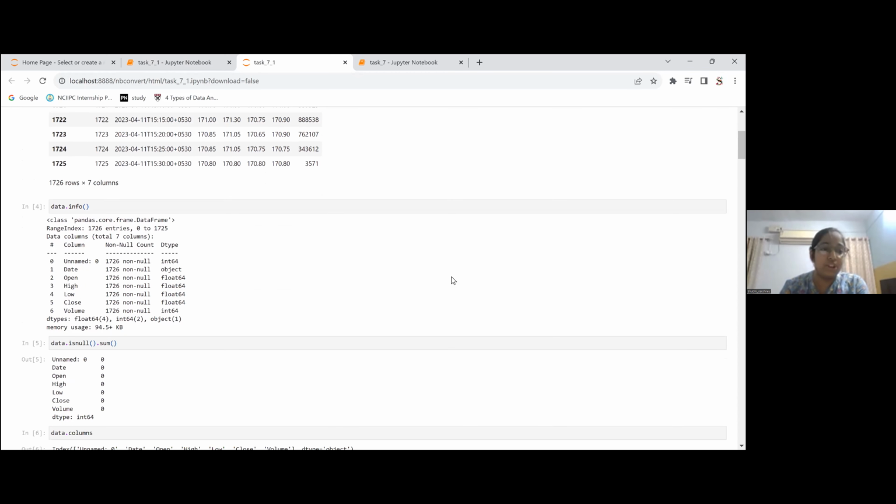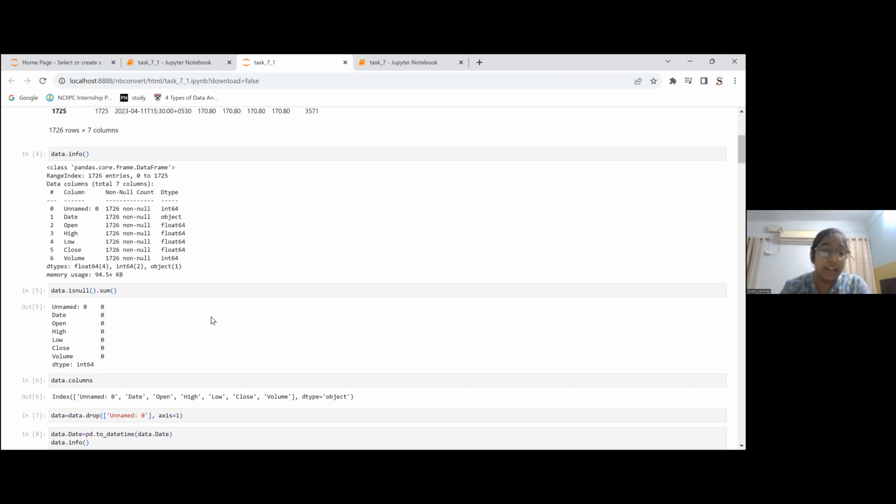Then I have taken out the information of this data: what the data types are and what their counts are, where we came to know that there are 1,726 rows and 7 columns. So how many values are there? What is the type of each value?